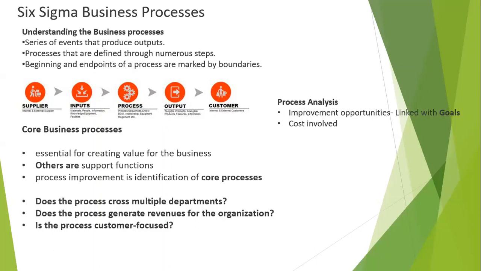So that's the difference between your core business and the other business functionality. Does the process cross multiple departments? Then it becomes a core process. One particular process will go to the other department, so we have to be more careful on those kinds of core processes. Is the process going to generate revenue for the organization? You ask this question. If the answer is yes, that is a core, otherwise it's other.